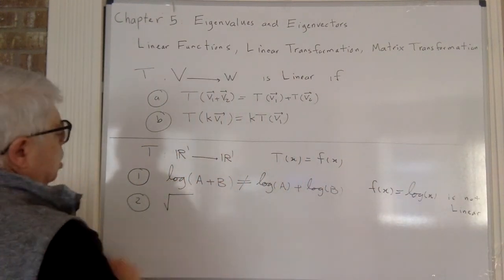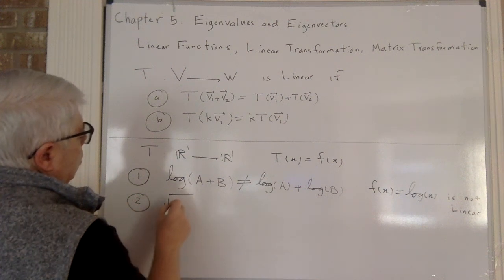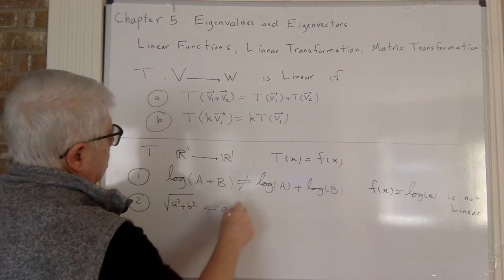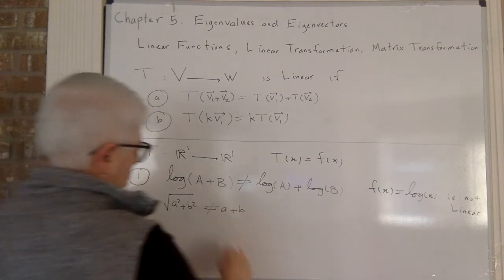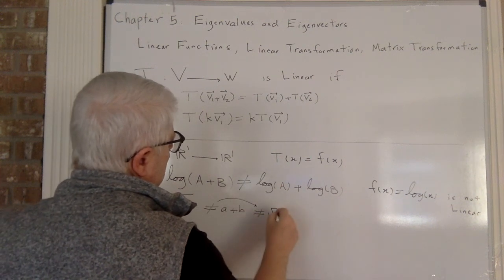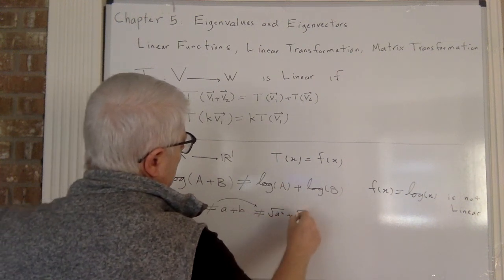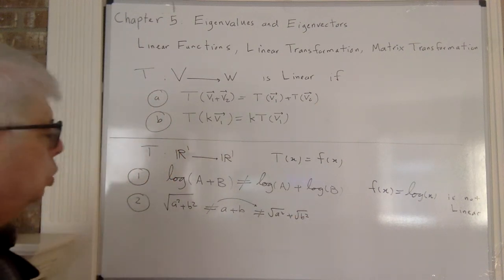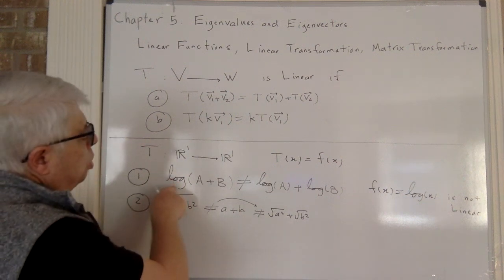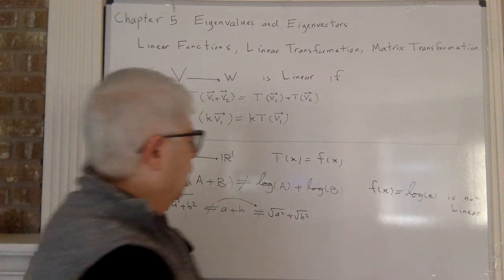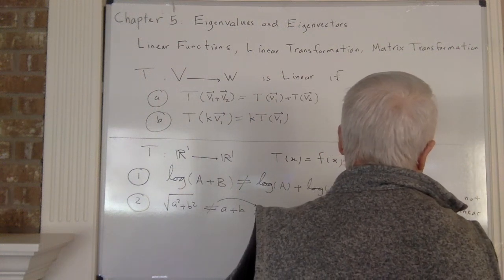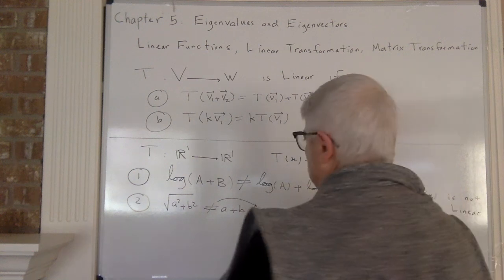The second one is square root. So let's say you might have again made this mistake. You might have written this as square root of a plus square root of b. That's what you usually do. You distribute that square root over this addition, or here you distribute log over this. So f of x, the square root of x, is not linear.